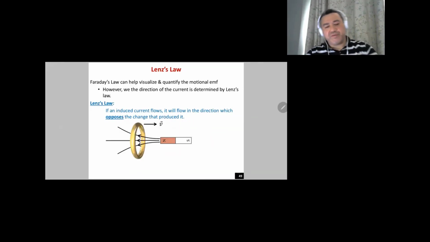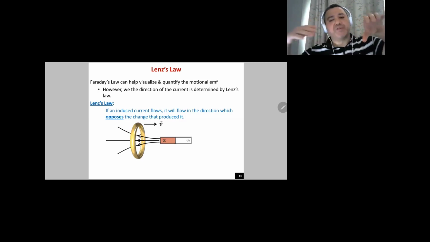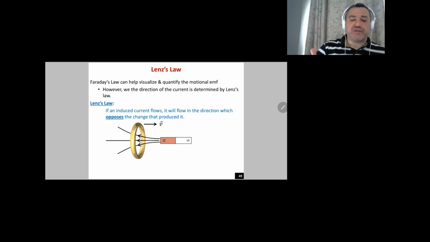So as I said before, this is what we explained in that slide when we discretized the action that's happening in time. If you have a magnet that you're bringing closer to the loop, this means you are increasing the magnetic field in this direction, increasing the flux in this direction. There will be an opposing magnetic field in the opposite direction.